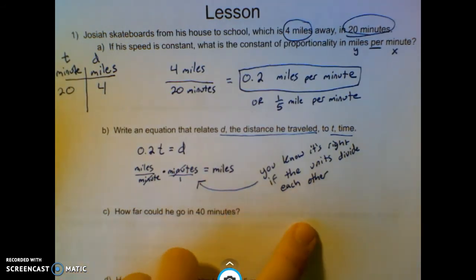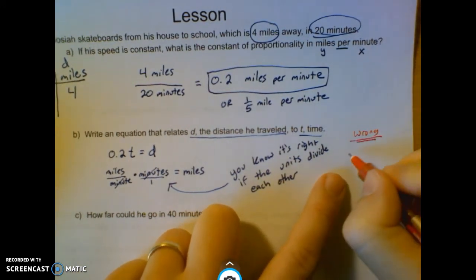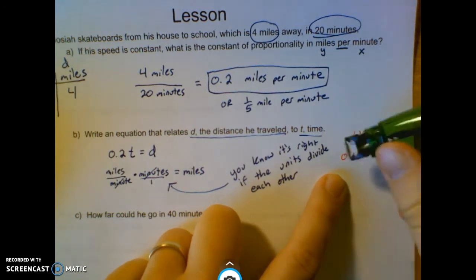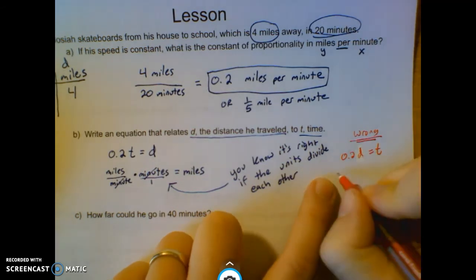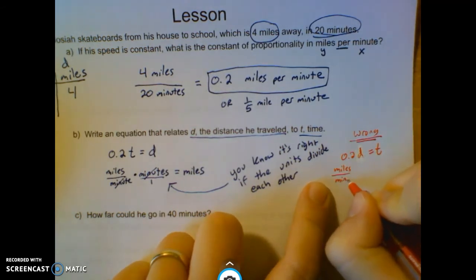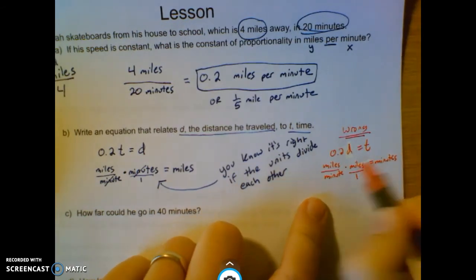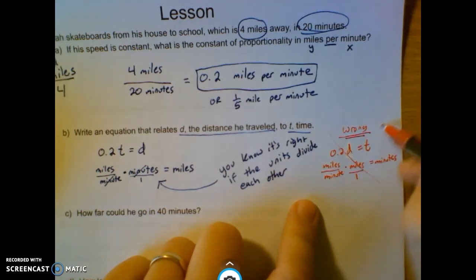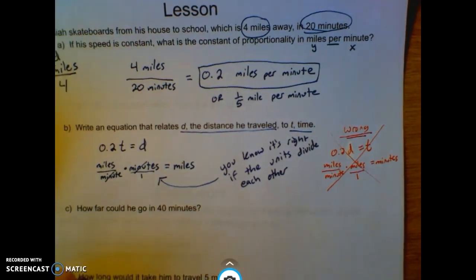In contrast, let's say I had written it like this. So this is wrong. If I had written it as 0.2d, excuse me, d equals t, then I would have miles per minute times miles equals minutes. And that's not right. Here I would end up with miles times miles over minutes, and these miles wouldn't divide out. So this is wrong. And we can see that that works out when we try to solve problems.